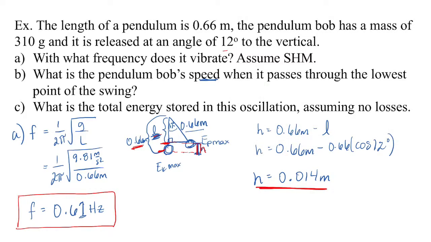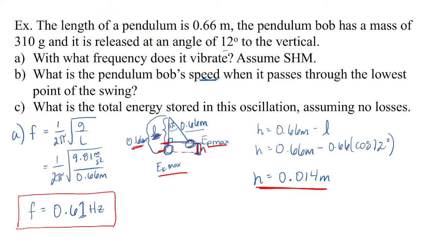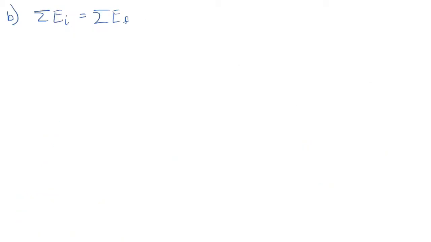Now I have my height, and now I can look at conservation of energy and the fact that the maximum potential energy will all convert itself into the maximum kinetic energy. Okay, so let's go on to the next page to do that. So this is still part B. It's just part B continued. So of course we know the sum of all the energies initially should equal the sum of all the energies finally. Okay, so we'll make our initial point our highest point, and then we'll make the final point the lowest point, where it's all kinetic energy.